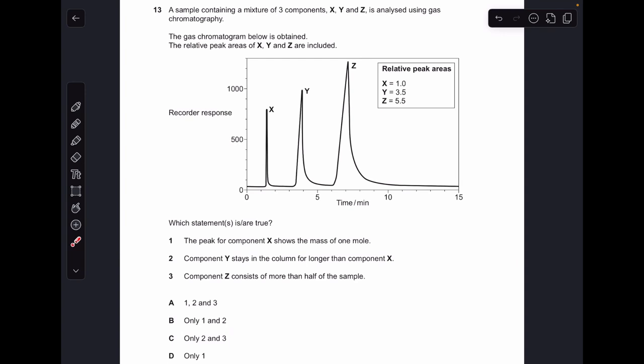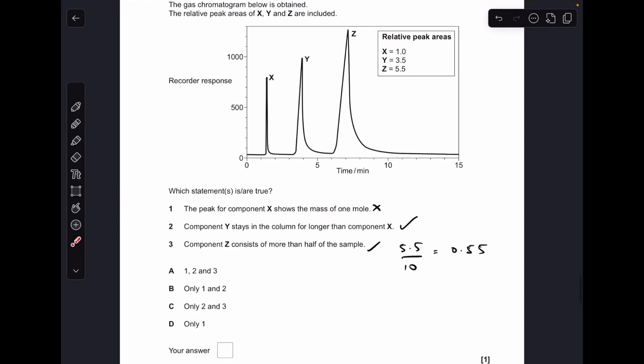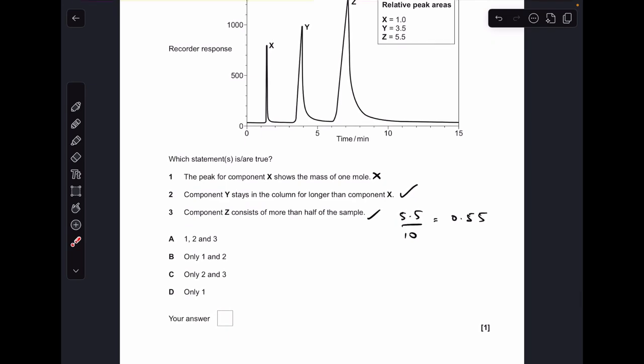Moving on to 13, so which statements are true? The peak for component X shows the mass of 1 mole. No, it doesn't. It shows the retention time of X, so that one's not right. Component Y stays in the column for longer than component X. Yep, that's right, because it's got a longer retention time. And then statement 3, component Z consists of more than half of the sample. Well, what we're going to have to do is work out the relative amount of Z in the mixture. So we're going to take its relative peak area and divide by the total peak area. So 5.5 over 10, 0.55, so it's over half, so that statement's true. So 2 and 3, option C.